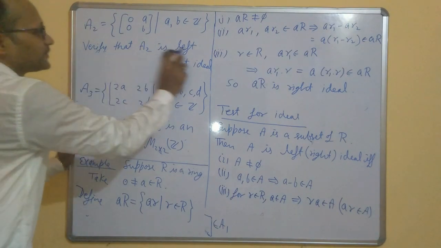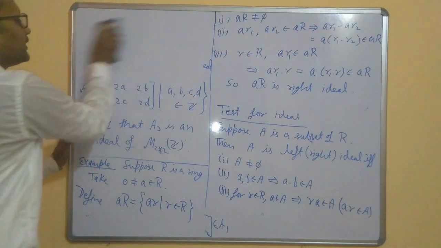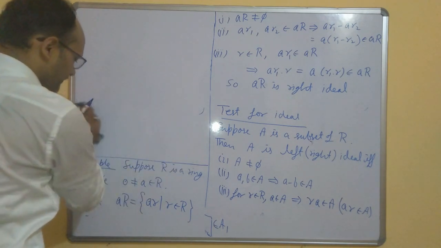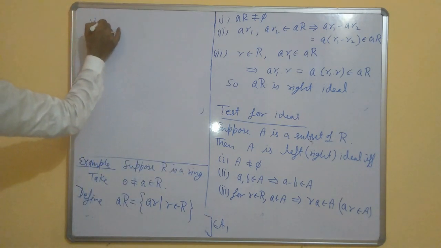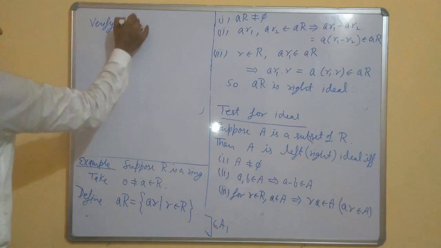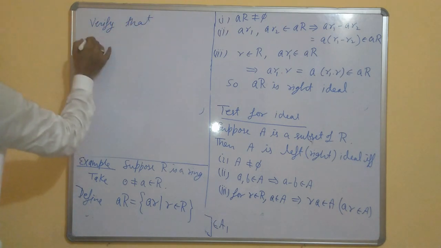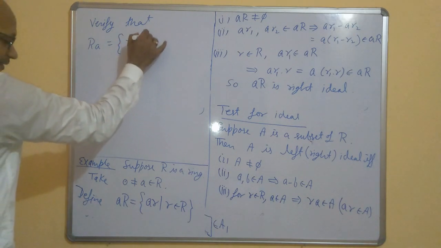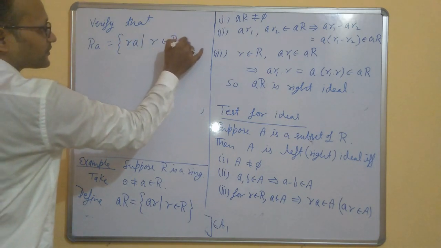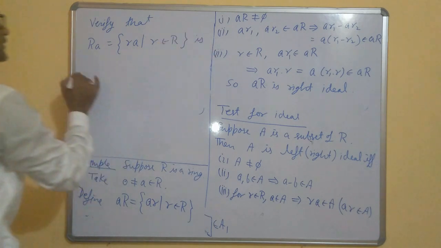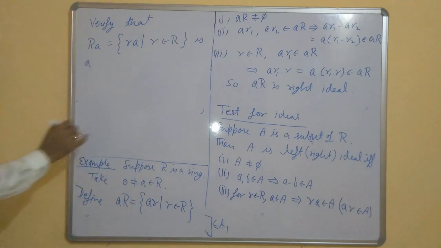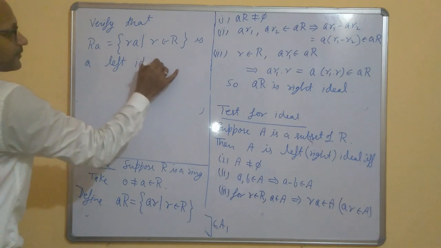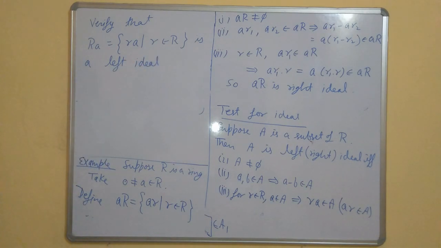Now similarly, I am giving it as an exercise. Verify that RA, which is R into A such that R belongs to R, is a left ideal.